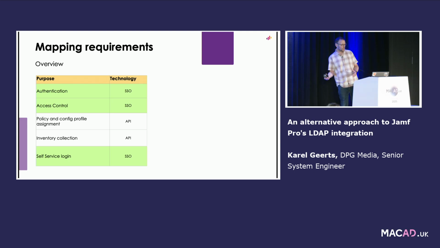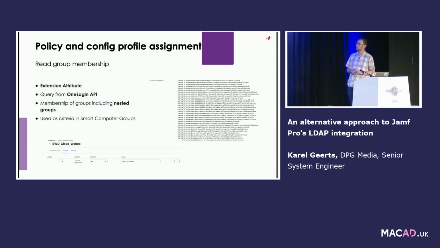So when we go back to our list, we have already 3 parts done in green. So that's for SSO. Let's move over to the API part. To begin with the policy and config profile assignment, we do that based on group membership. What we want to do is read the group membership, and the best way to do that, in this case, is to create an extension attribute.